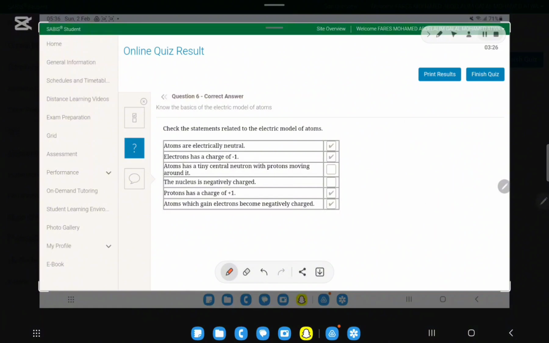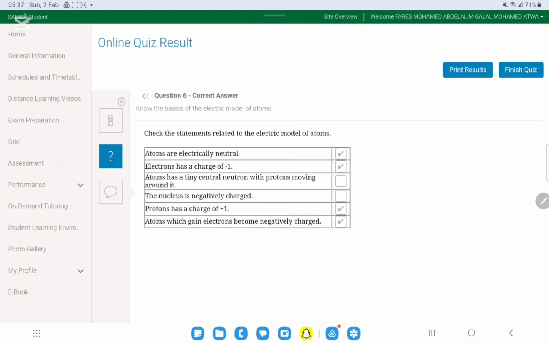The nucleus is negatively charged. We just said that the charge of the nucleus is the protons, because the neutrons are 0, so it doesn't matter how many neutrons there are. The charge stays the same, so it's the positive charge. The protons have a charge of +1, that's correct. Atoms which gain electrons become negatively charged. We said that's correct. For this section, we've been taking the stuff since grade 5 or even before that, so you should know all of it without me explaining anything.